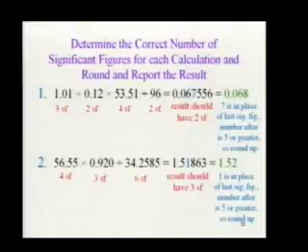Same thing down here. You've got 4, 3, and 6. You're limited to the 3, and you have to round at 3 significant digits. That's why this is 1.52 and not 1.51863.